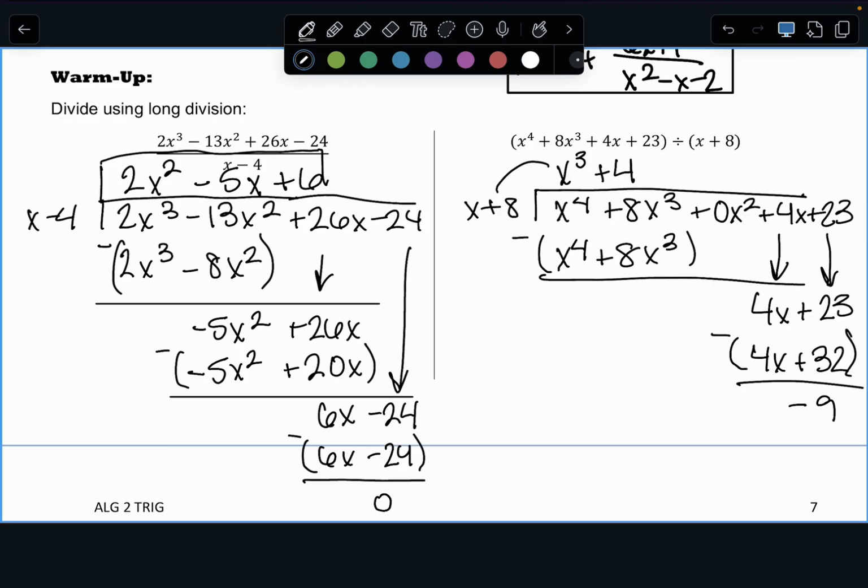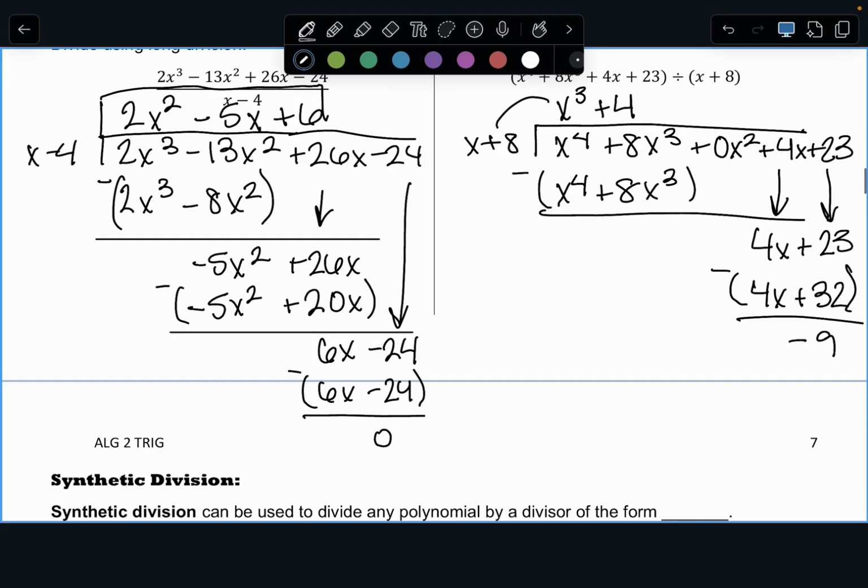And then our last step is actually putting this back in as a polynomial. Yeah, Jackson, we'll get you caught up too. Don't stress too much about it yet. But our actual answer here is the polynomial on top plus, what should I do with that remainder of negative 9? Perfect, over your divisor. So over the thing that we divided by.